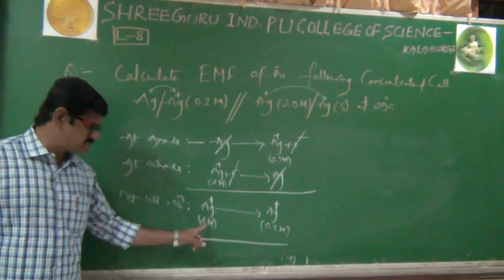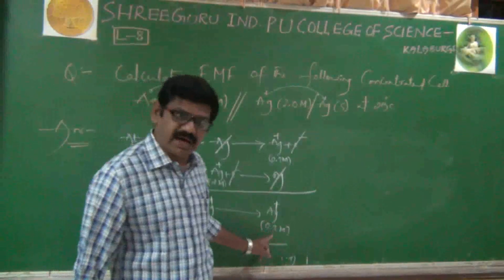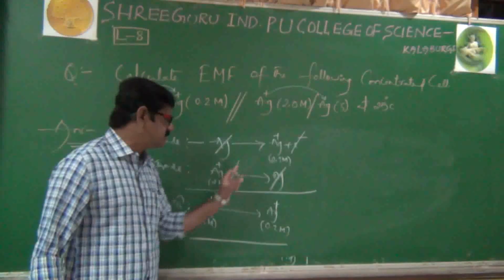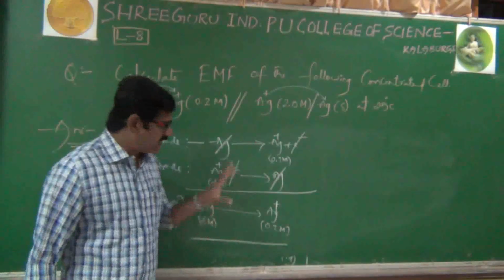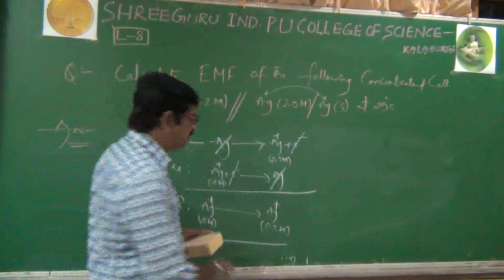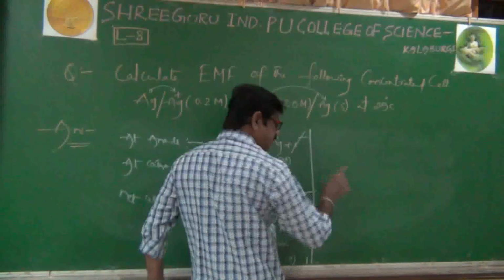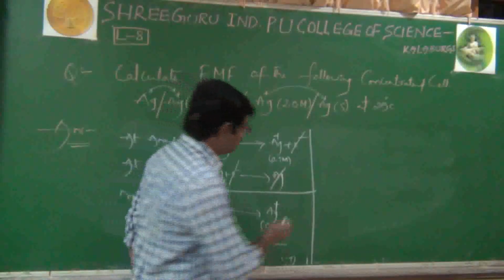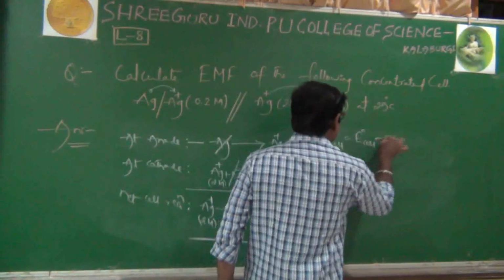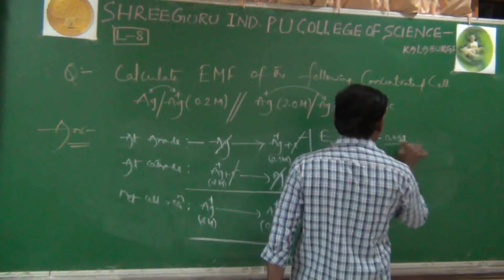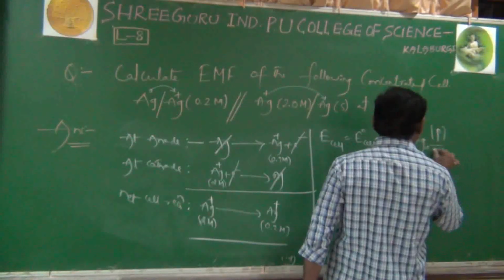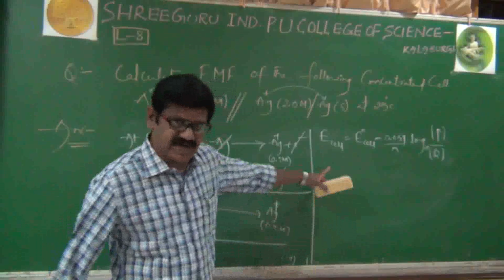Here reactant concentration is 2 molar and product concentration is 0.2 molar, and the number of electrons involved is just 1. With the help of this information, we'll now calculate the cell potential, nothing but the EMF of the cell, from the Nernst equation. Therefore, E cell equals E naught cell minus 0.059 by n log base 10 of product concentration divided by reactant concentration. This is the formula.